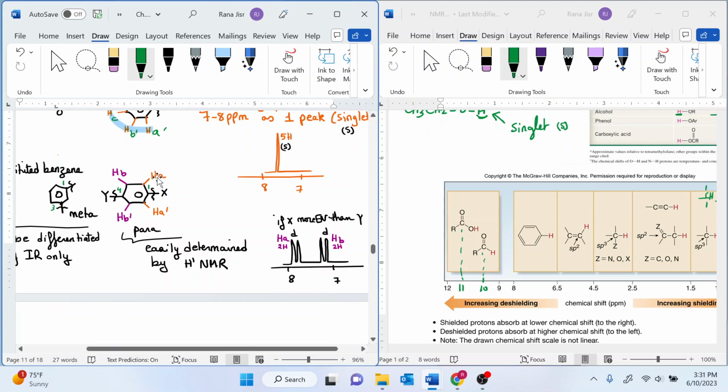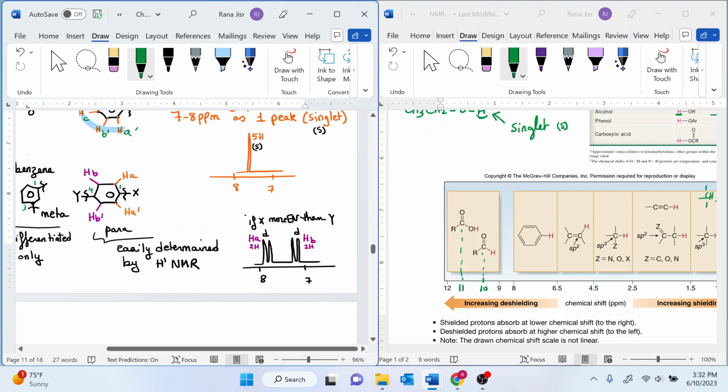So hydrogen A will be split by hydrogen B into 1 plus 1, so it's going to be a doublet. And hydrogen B will be split by A into another doublet, so you're going to see doublet of doublets. And this is always the case whenever you have a para-substituted benzene. You're going to see 2 doublets in there, and there's a distance between them.